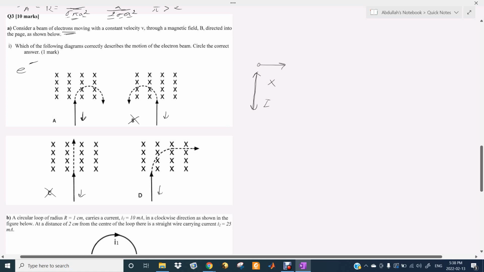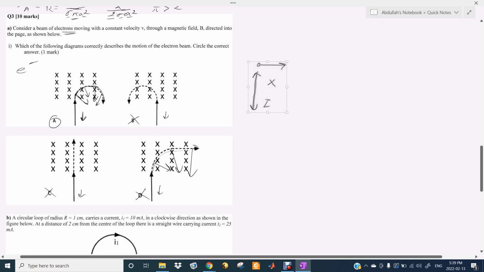Now once you have a force to the right, the angle of the force changes, so the electron continues but takes a curved direction. Option D just shows it moving to the right, which cannot be right, because at this point you have a force in this direction, at this point a force in this direction, and at this point a force in this direction. So it has to move down, but it doesn't. Therefore, D has to be wrong, and A is your correct answer.